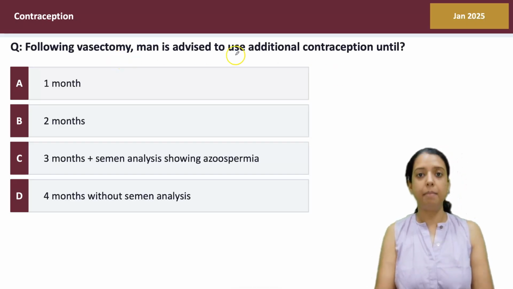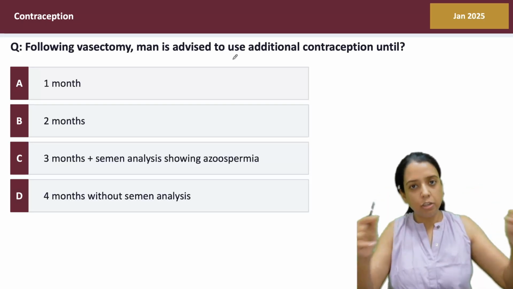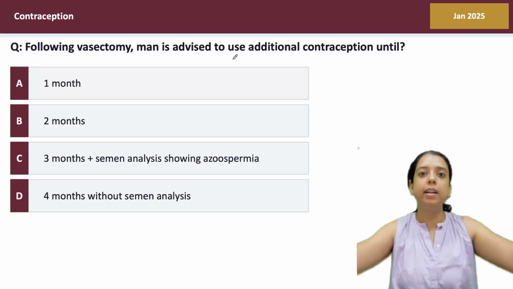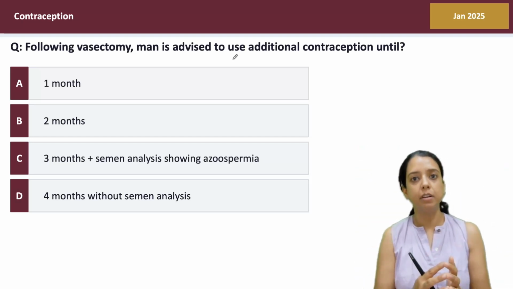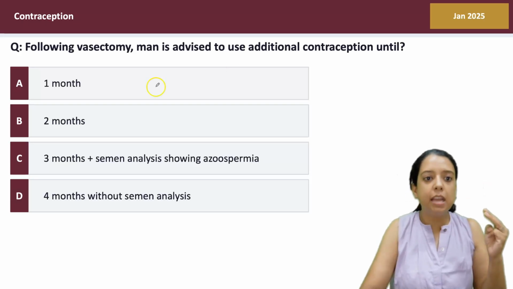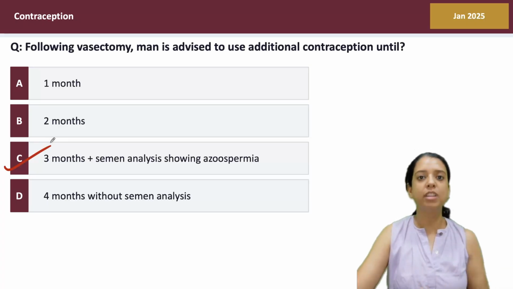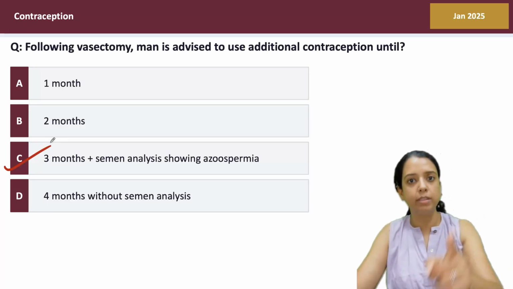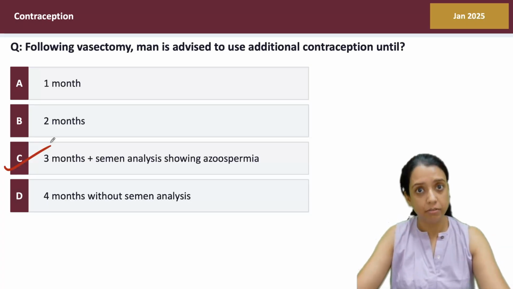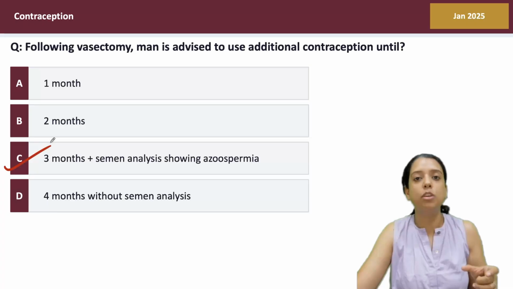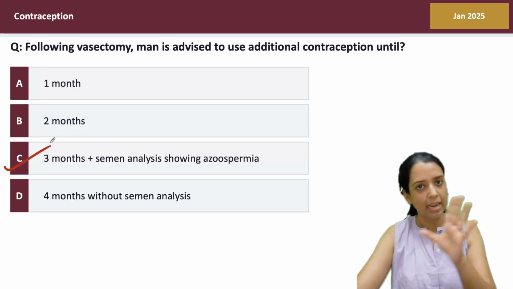Following vasectomy, a man is advised to use contraception. Why? If you have cut the vas deferens, there are still sperm in the whole internal genitalia. There is a whole lot of sperm present, which needs 3 months to wash out. So after 3 months, a semen analysis is done, which shows azoospermia, and only then do we declare him an infertile person. Remember, vasectomy doesn't make you infertile immediately. Tubectomy makes a woman infertile immediately.